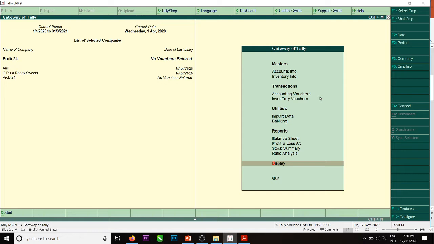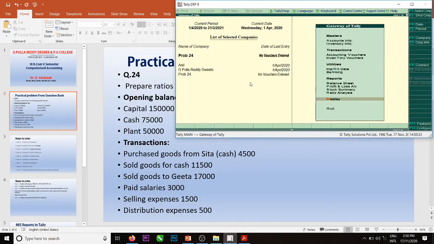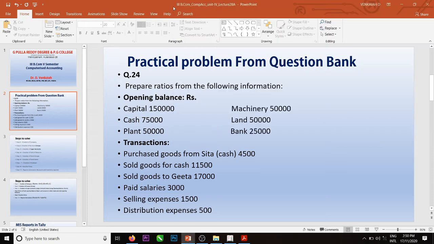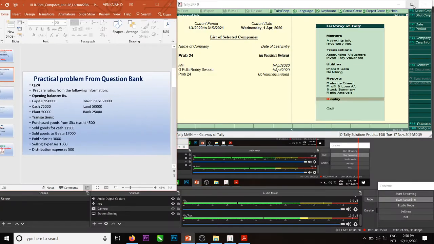Escape. Now look here. This is in bold, which means this company is open. No voucher has been entered till now, that's why it is ready to take vouchers. We minimize this, and this also we minimize.